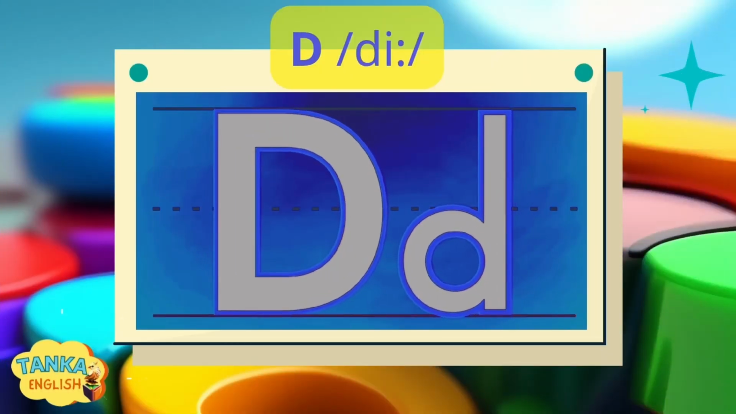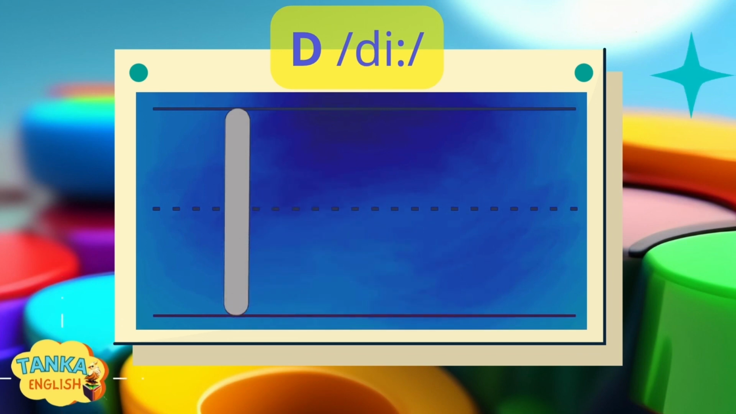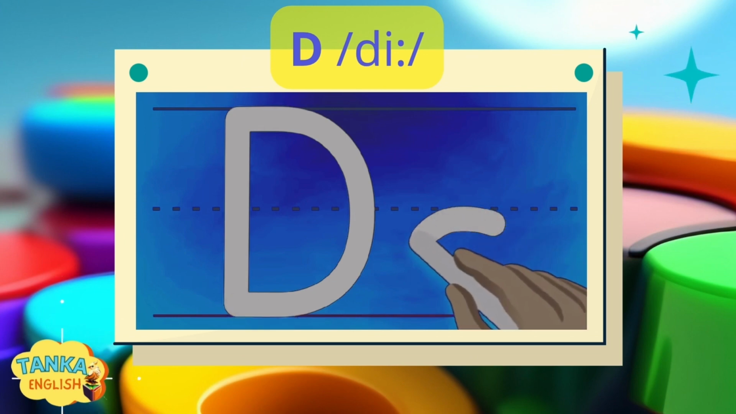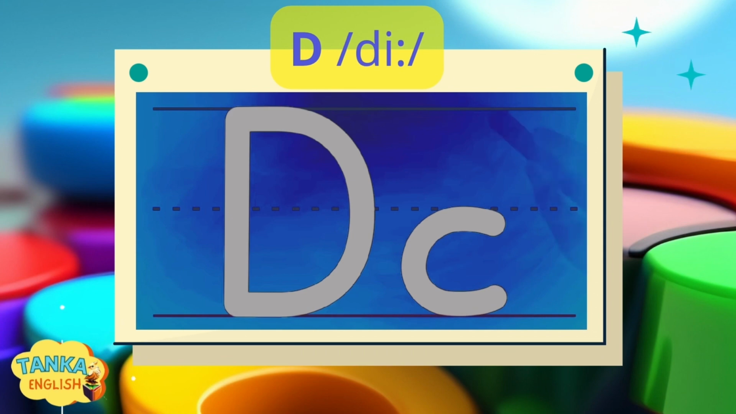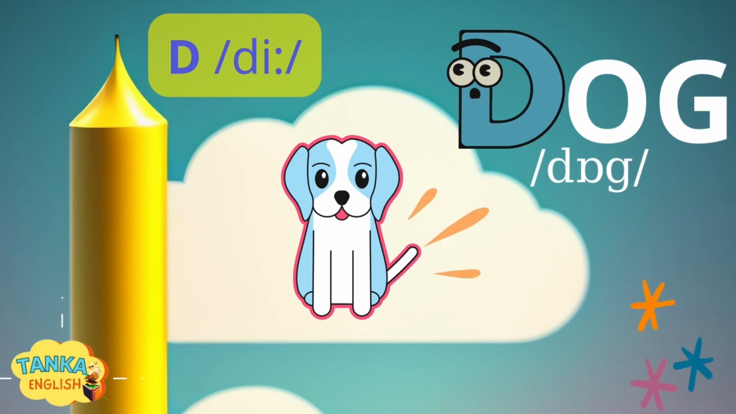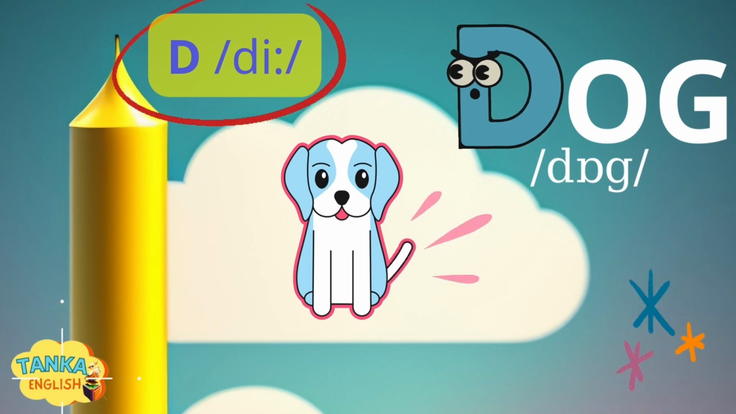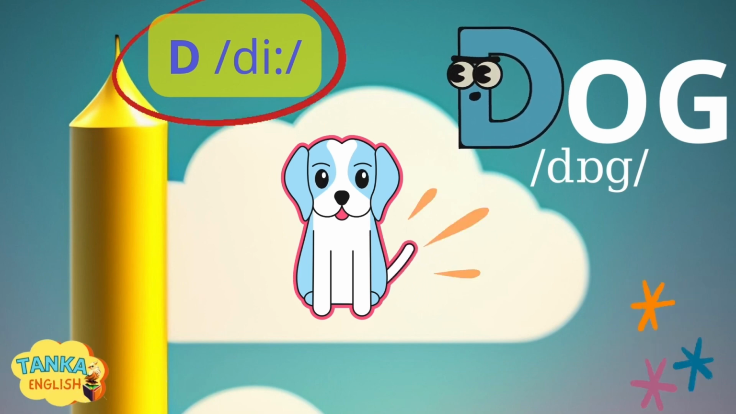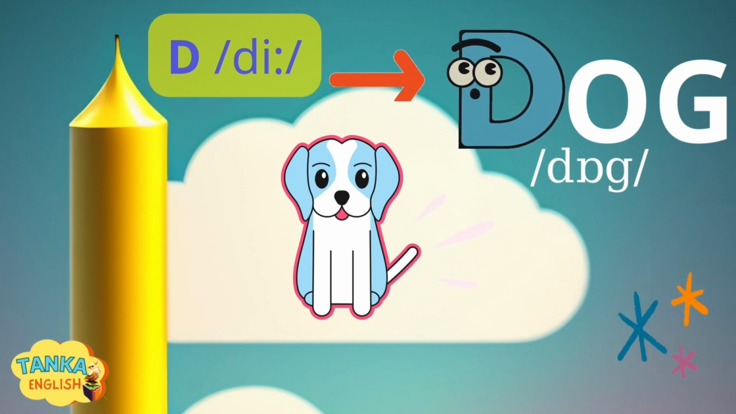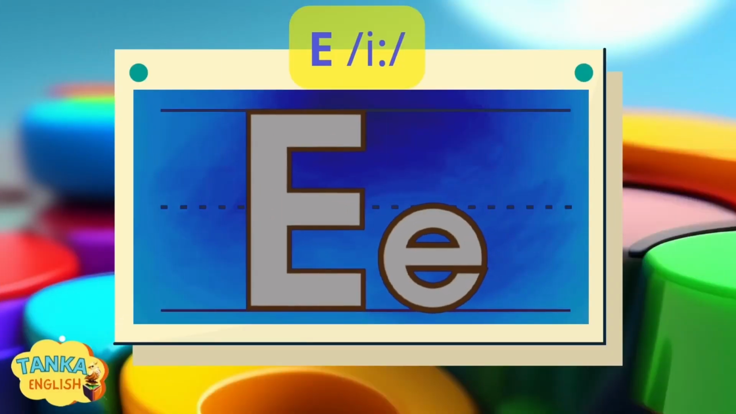Okay, let's move on to the next letter, the letter D, uppercase D. Lowercase D. Amazing working! Listen and repeat. D. Dog. Thumbs up! Next letter E.